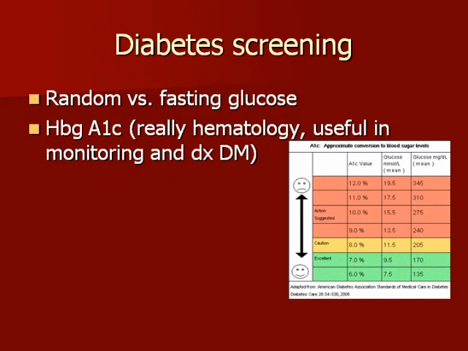The hemoglobin A1C is now used for diagnosing diabetes. Please be aware that there's a difference in a normal hemoglobin A1C for African American than there is for white, what do we call ourselves? Caucasian people, and there are some medications that interfere with the hemoglobin A1C.